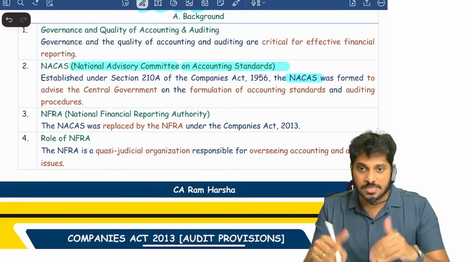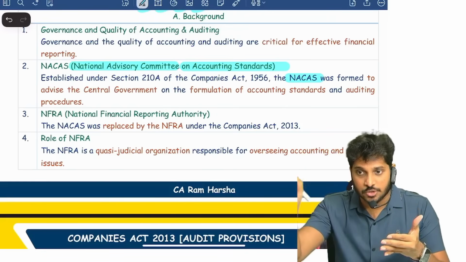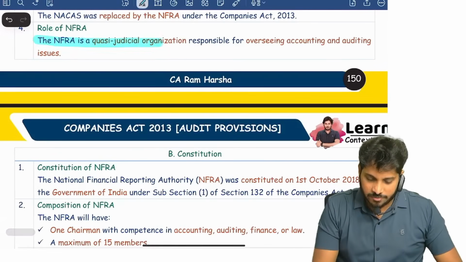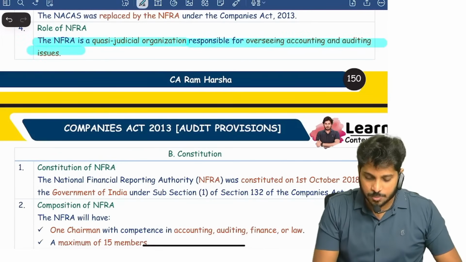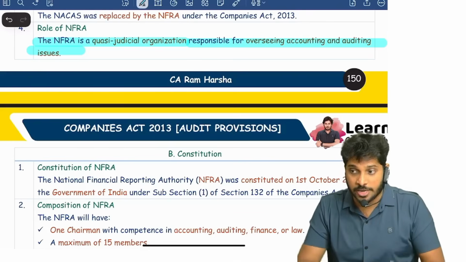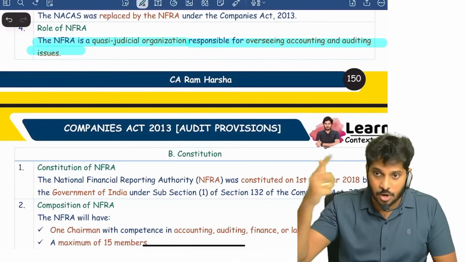Now that NACAS is replaced by NFRA under the New Companies Act 2013. Able to understand? So what is NFRA? NFRA is a quasi-judicial organization responsible for accounting and auditing. It's like a judicial body. It operates like a judicial body. It can call somebody and examine him on oath.